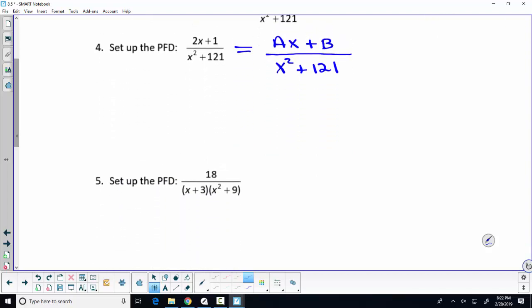How about for 18 over x plus 3 times x squared plus 9? So now we've got mixed, simple linear and irreducible quadratic. A over x plus 3 for the simple linear, and then for the irreducible quadratic, we would call it bx plus c over x squared plus 9.